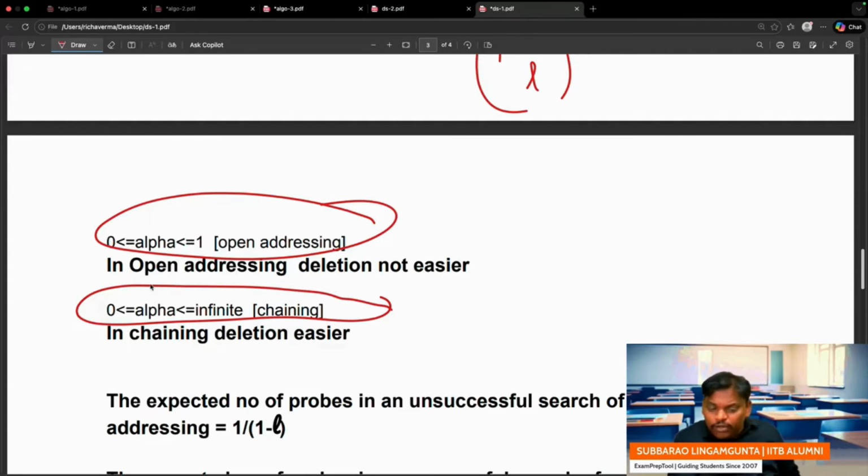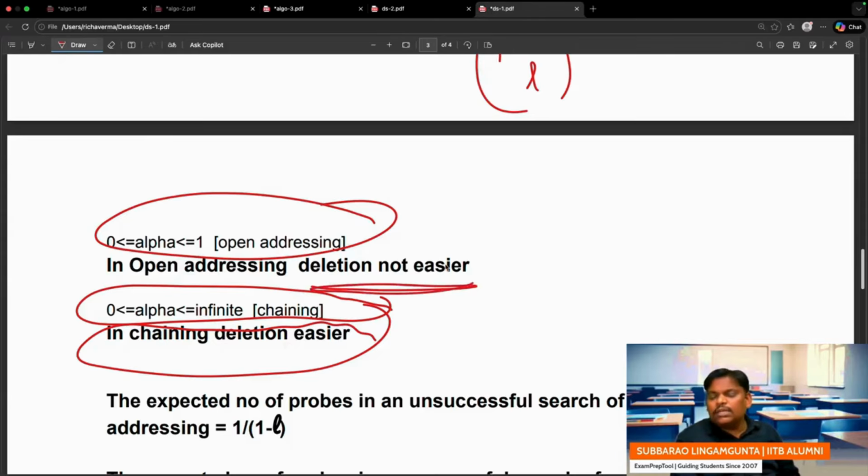Remember everyone, because you are storing outside, if you delete someone, because it is a linked list, deletion is easier. In chaining, deletion is easy. In open addressing, you are storing inside, so there is a lot of dependency. Deletion is not easier. Possible, but not easier. It is a very, very important one. You may get a theoretical point on this.